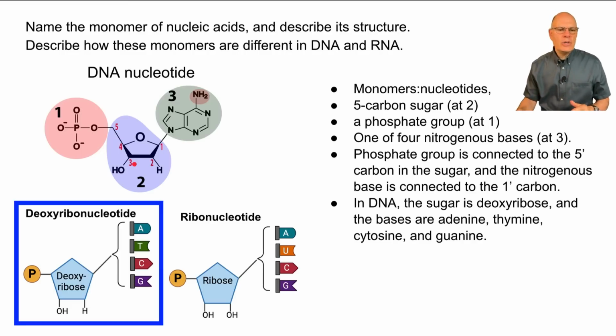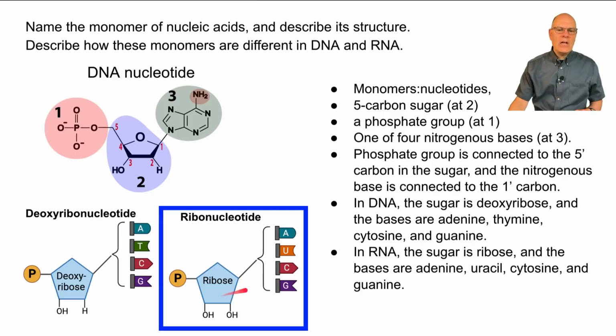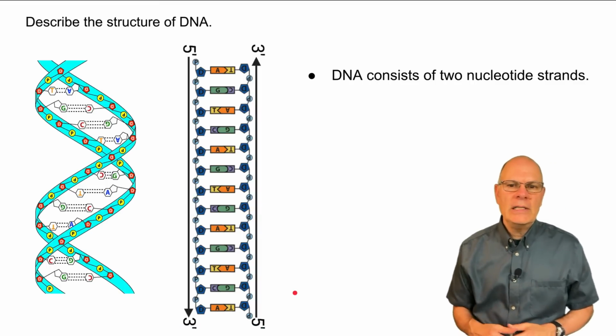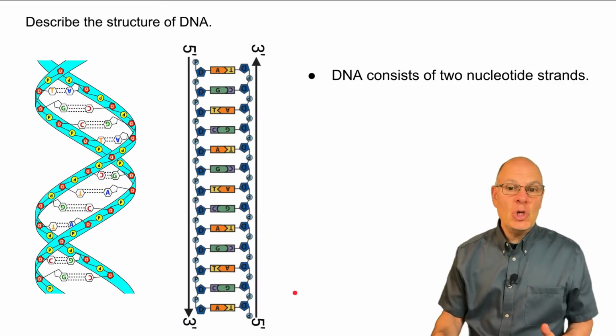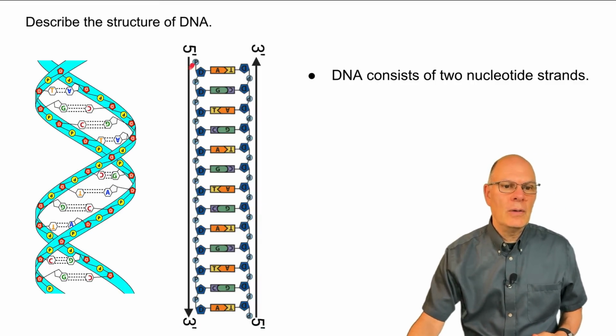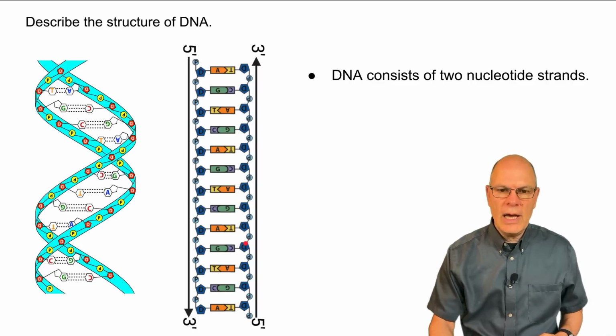In DNA, the sugar is deoxyribose, and there are 4 bases: adenine, thymine, cytosine, and guanine. In RNA, the sugar is ribose, and the bases are adenine, uracil, cytosine, and guanine. So now let's talk about the structure of DNA. DNA consists of 2 nucleotide strands, easier to see in this flattened out version. Here's one, here's the other.